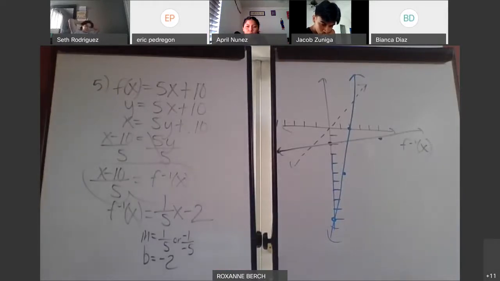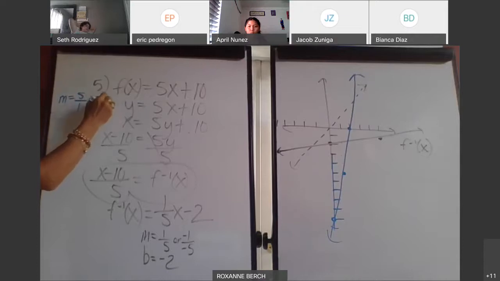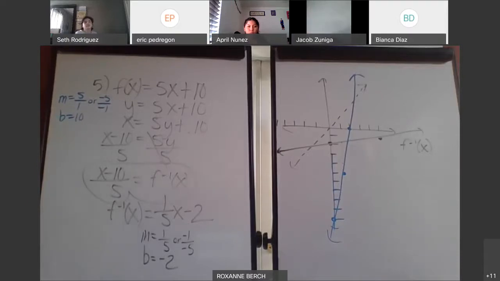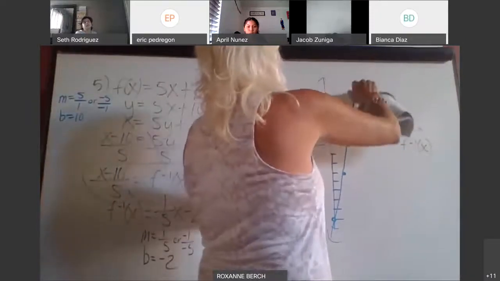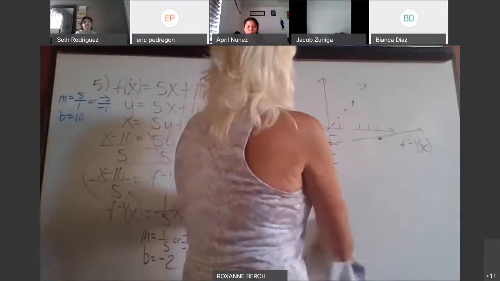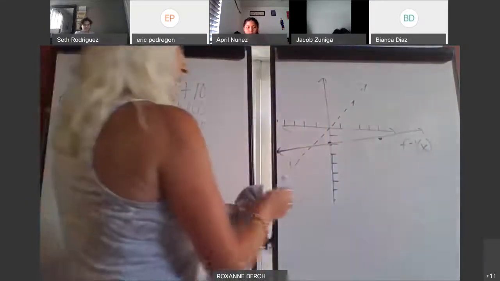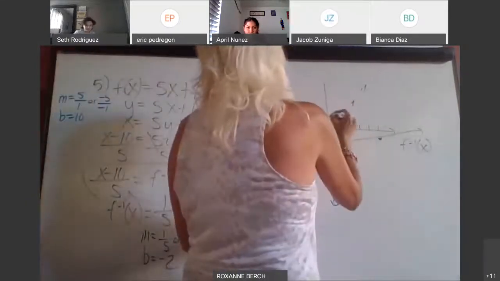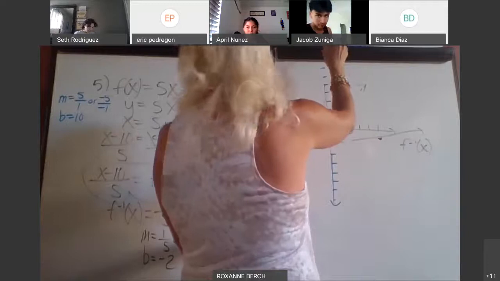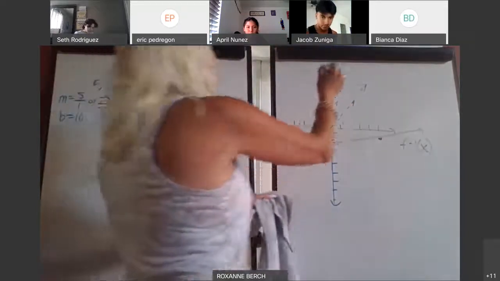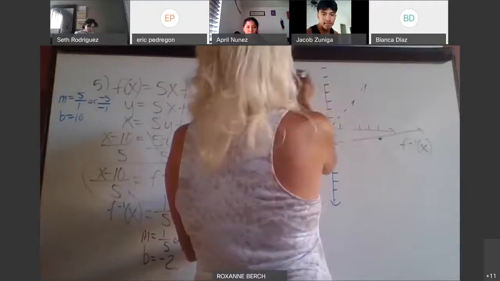So the blue graph, the slope is up 5, right 1, or down 5, left 1, and the intercept is a positive 10. The intercept is a positive 10. Positive, positive, positive. So 1, 2, 3, 4, 5, 6, 7, 8, 9, 10. It's up there. So that's where the intercept would be. And then you go down 1, left 5.